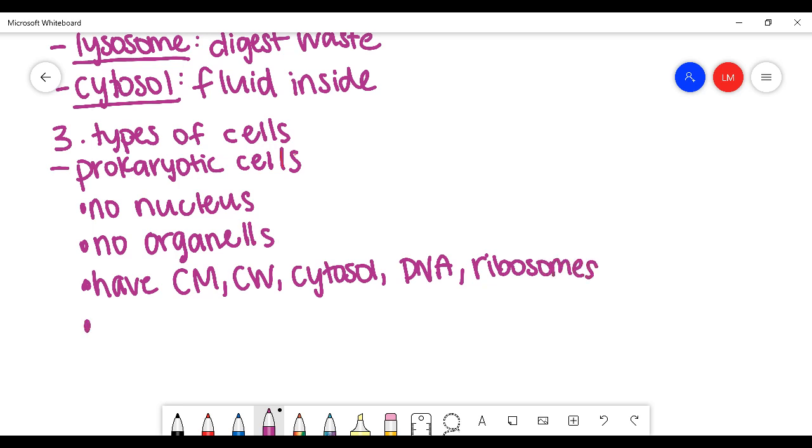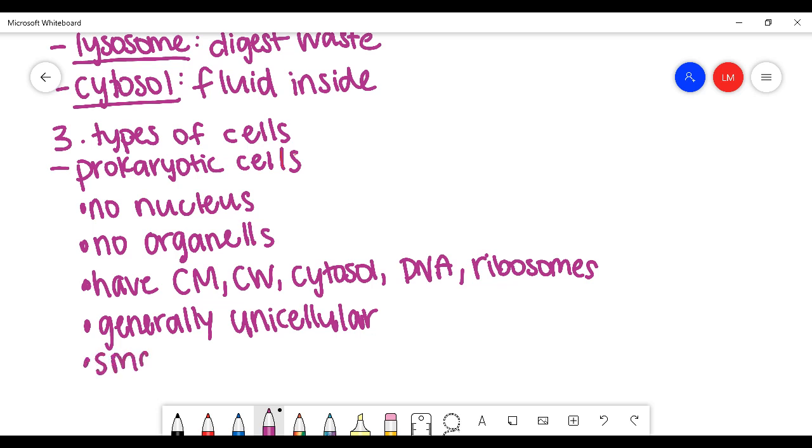Prokaryotic cells are generally unicellular, meaning one cell is the whole organism. They are small. And the prokaryotic cells we have on our planet are bacteria.